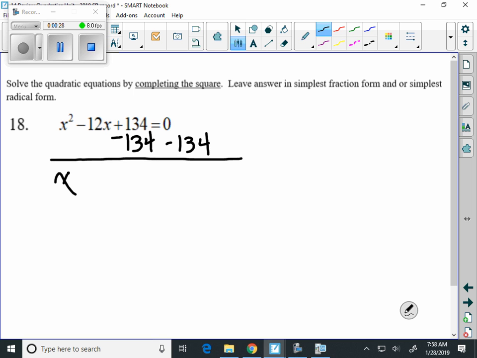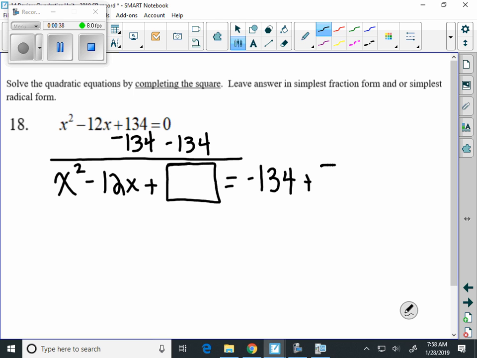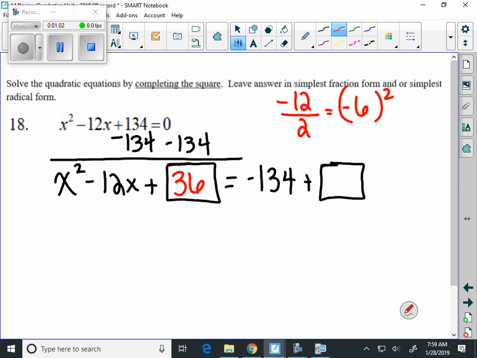And we get x squared minus 12x plus something equals negative 134 plus something. To figure out what that something is, now what we're going to do is we're going to take our b, which is negative 12, we're going to divide it by 2 and we get negative 6, and then we square it. Negative 6 squared means negative 6 times negative 6, which is positive 36.